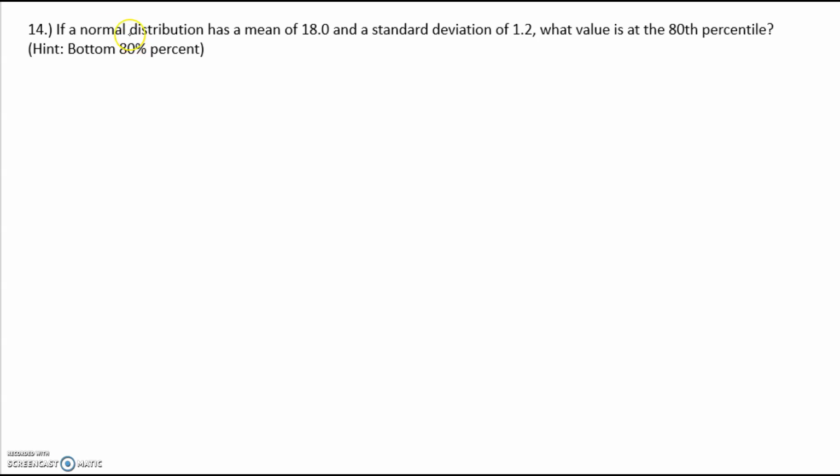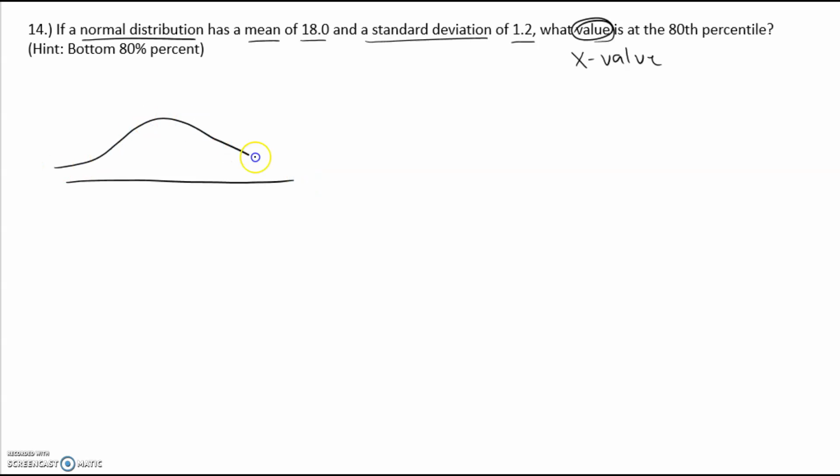Number 14: if a normal distribution, and that's important, has a mean of 18 and a standard deviation of 1.2, what value, or you could say what x value, is at the 80th percentile? Hint: bottom 80%. So here's my normal distribution. My mean is 18. My standard deviation is 1.2. We're looking for the bottom 80. This would be the bottom over here, and this would be the top, because it goes from 0% down here up to 100% up here.